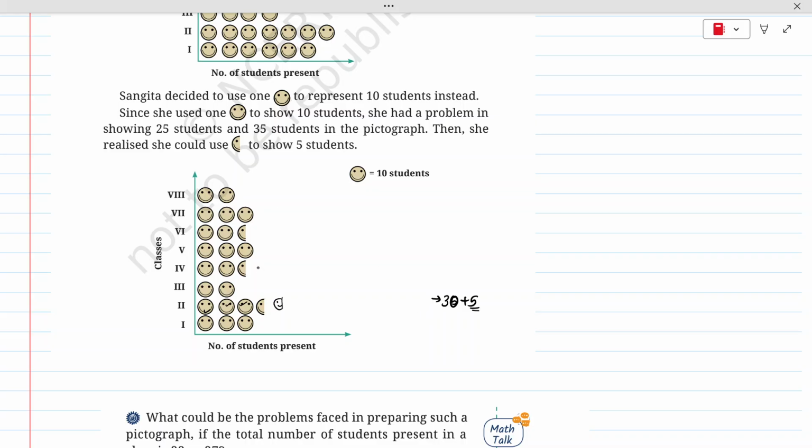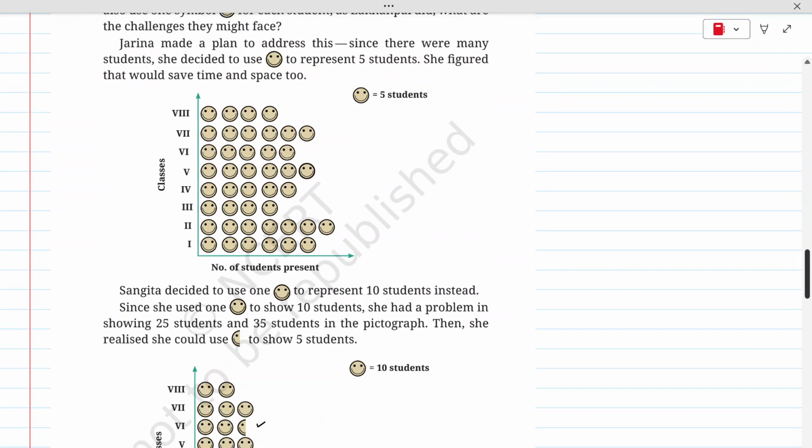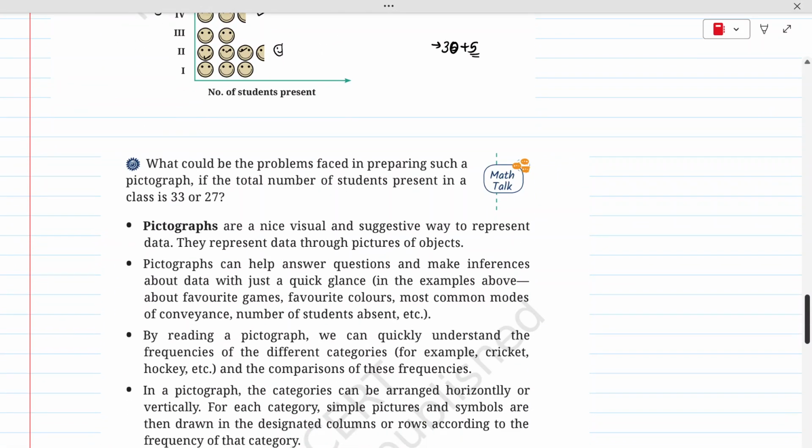And similarly for 25, she has done it here. Again for 25, she has done it here, because this is not an exact multiple of 10. Whereas in the case of 5, this girl Zarina is not facing any problem because all the numbers which are given to us are exact multiples of 5. Either we have 5 at the end or 0. Okay, so this is how both the girls have represented the data.